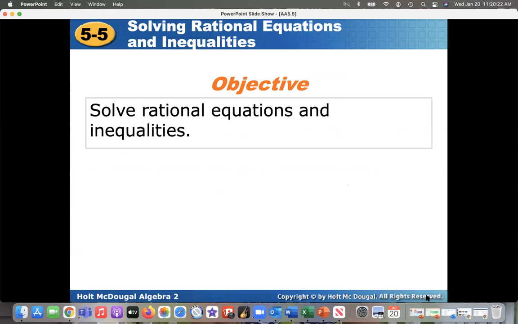All right. So basically, the way we solve rational equations is we get rid of fractions by the LCD method, right? We multiply both sides by an LCD, a least common denominator. We eliminate the fractions, which could turn out to be a linear equation, could turn out to be a quadratic, could turn out to be whatever. Okay.